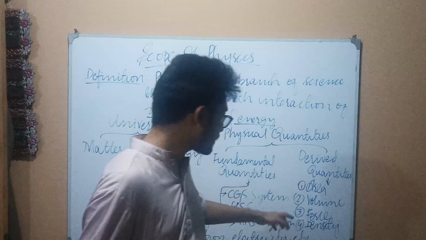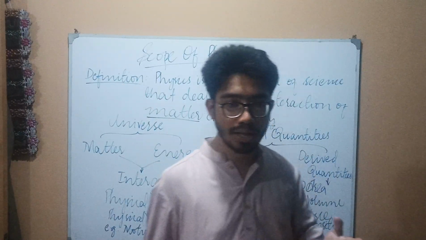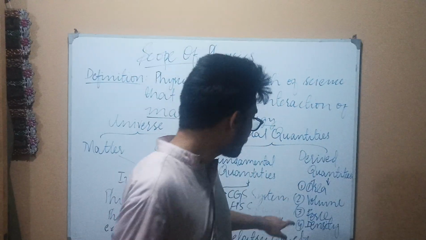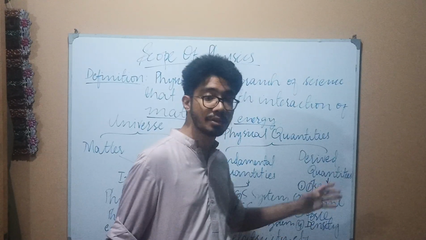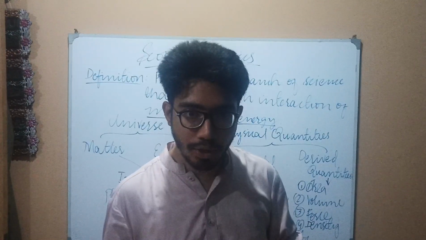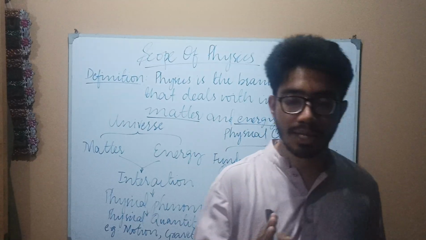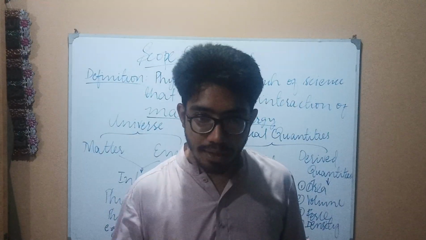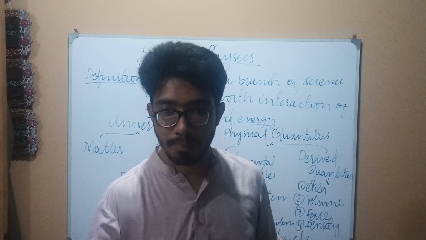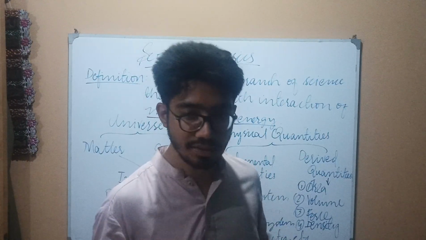Similarly, we have force, which is the combination of mass into acceleration. When mass and acceleration multiply together, we get the force. Similarly, we have density, which is mass per unit volume. This is also a derived quantity, derived from two quantities, mass and volume. So mass per unit volume gives us the density of anything.